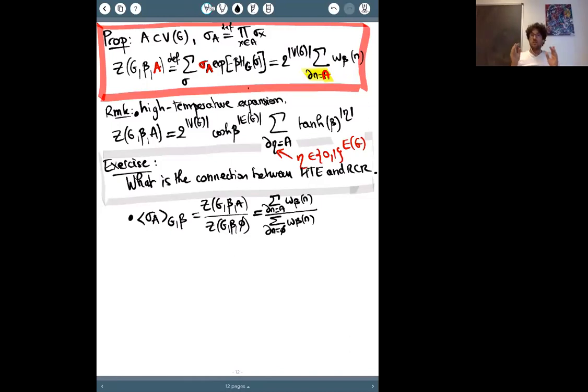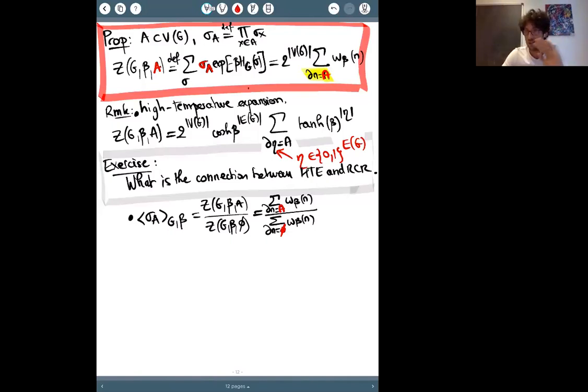So you can write the spin-spin correlation as a ratio of weighted sums, but one important thing is that these sums are on completely different currents. On the bottom, it's sourceless currents, while on the top, it's currents with sources A.